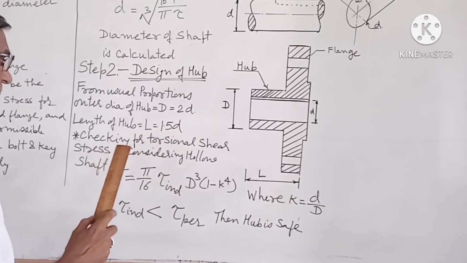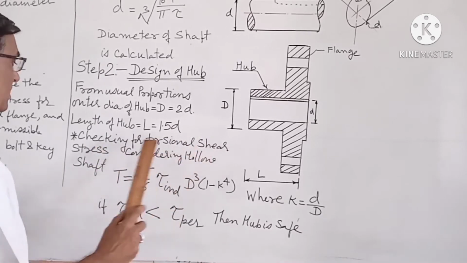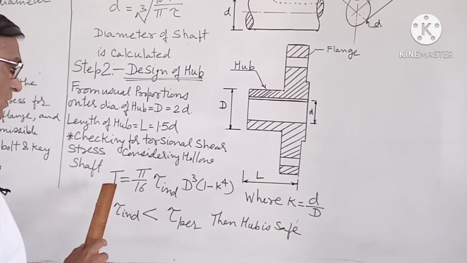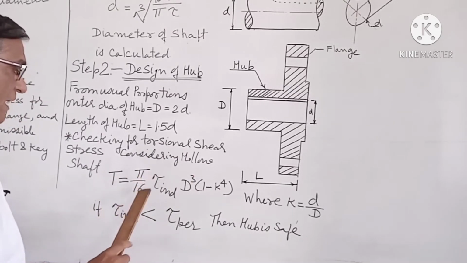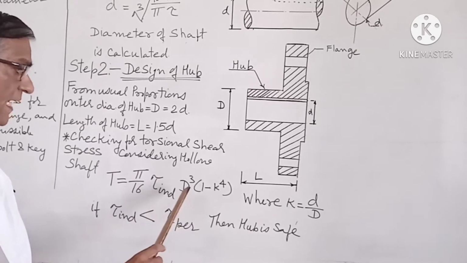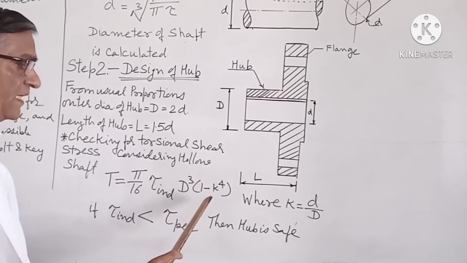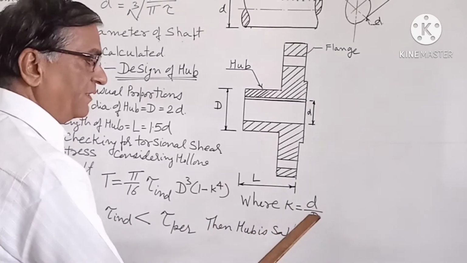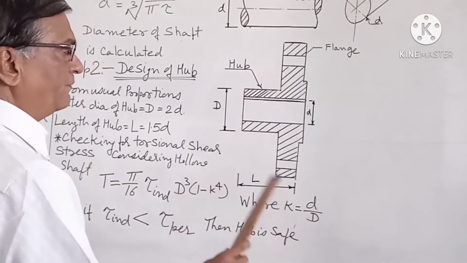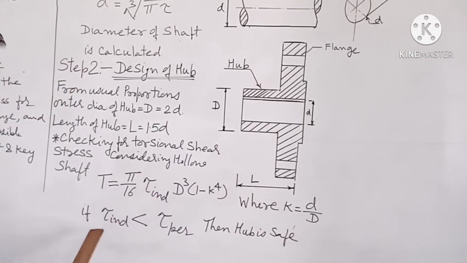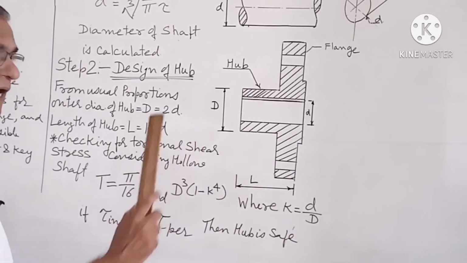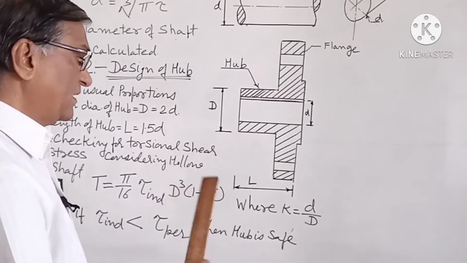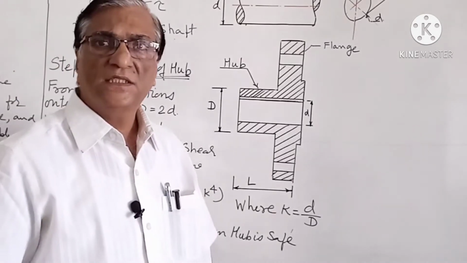Now we will check the dimensions for torsional shear stress considering hollow shaft. Now from the formula, torque is equal to pi by 16 tau induced capital D cube in the bracket 1 minus k raised to 4, where k is the ratio of shaft diameter to hub outer diameter. Here we calculate the torsional stresses induced in the hub, and that should be less than the tau permissible. Then hub is safe in torsion shear stress.